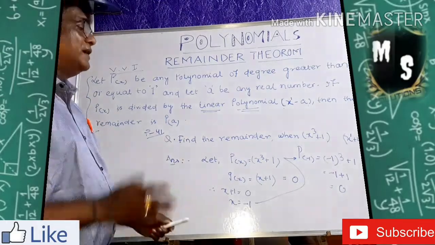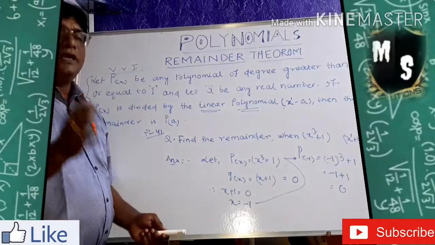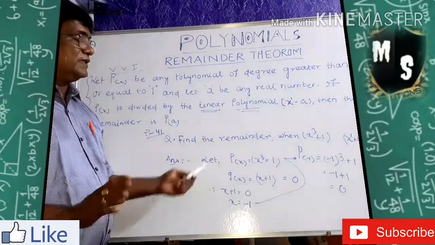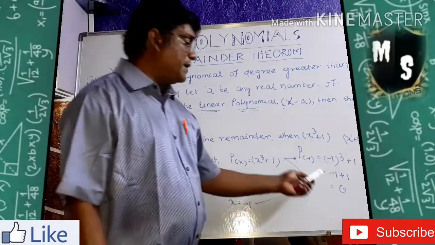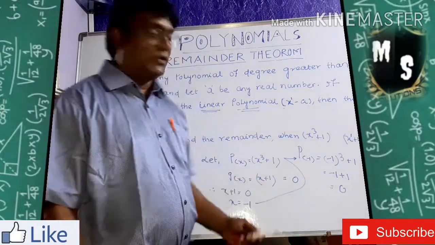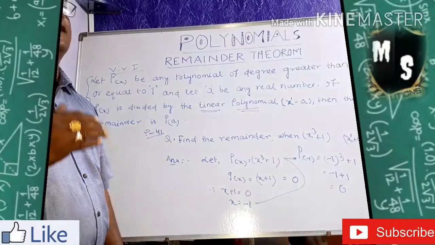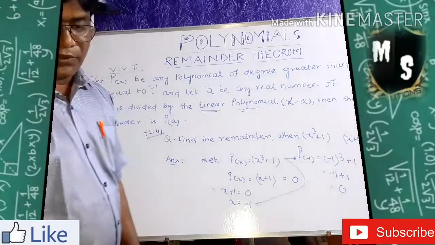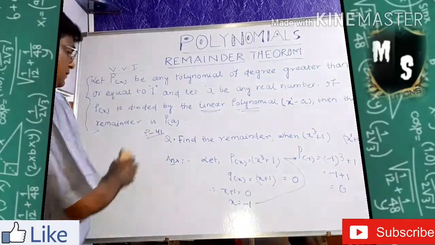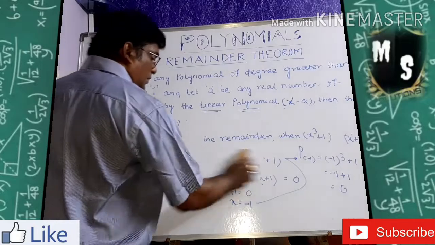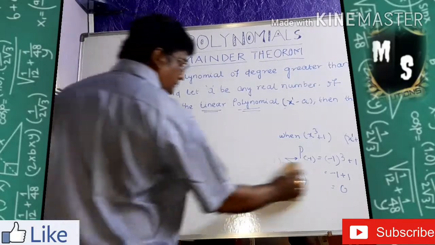You can check it with the division method I showed in the last video, whether the remainder is coming 0 or not. I hope you understood this sum. Very easy sums. Then another sum I am doing for you, on page number 41.